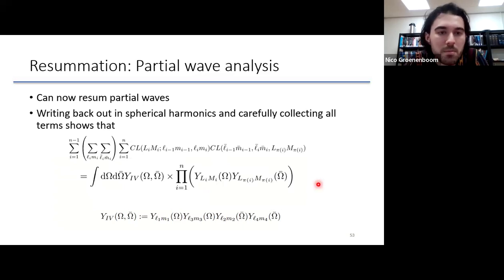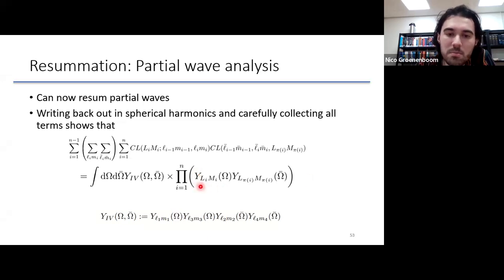So we can resum the partial waves, and this is a lengthy but straightforward calculation. The trick is to write out all of the C_Ls back into the integrals and spherical harmonics. Then there are 2n of these integrals. There are 2n minus 2 sums over the harmonics, giving delta functions. So two integrals remain. We find exactly the Y_LM that we also saw on tree level, the external harmonics, and a product over the remaining harmonics of the gravitons that have not been resummed yet.